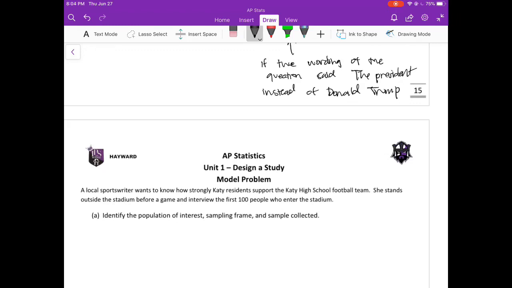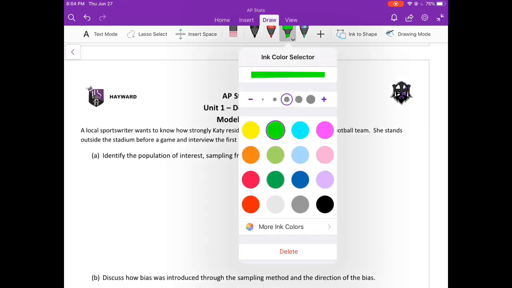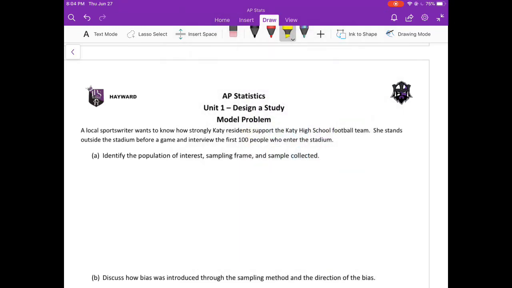So we're going to go ahead and do a model problem as an example. A local sports writer wants to know how strongly Katy residents support the Katy High School football team. She stands outside the stadium before a game and interviews the first 100 people who enter the stadium. So I'm going to go ahead and highlight some key terms. The sports writer wants to know how strongly Katy residents support the high school football team. She stands outside the stadium before a game and interviews the first 100 people.